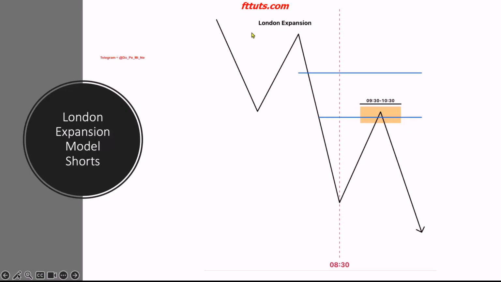We then see an expansion leg during London, which leaves behind an inefficiency, a CB to be precise. Around 8:30, we want to see a retracement occur into that CB, and between 9:30 to 10:30, we want to see that CB get reached, and from there on, we want to see a lower time frame market maker sell model get confirmed to target the sell side liquidity below this low and draw towards the higher time frame objective.